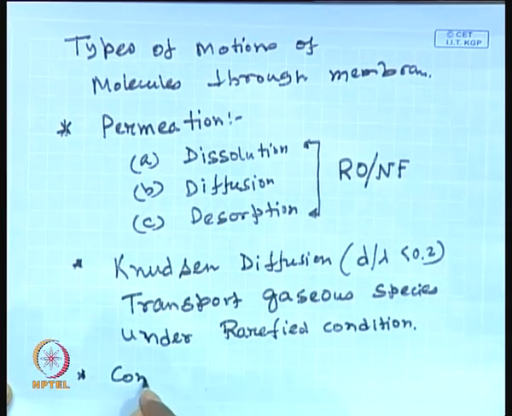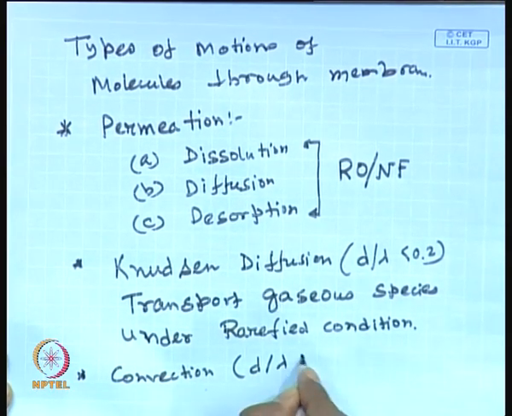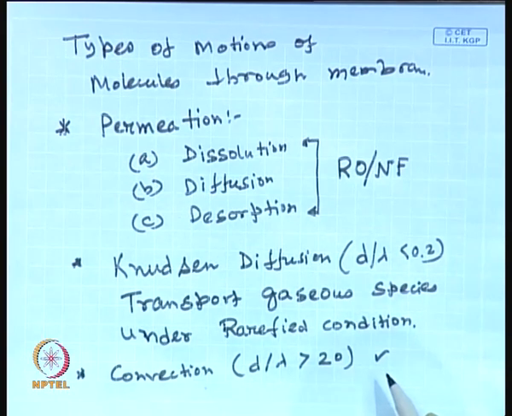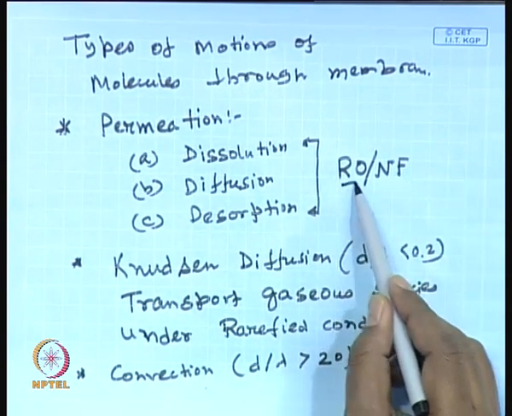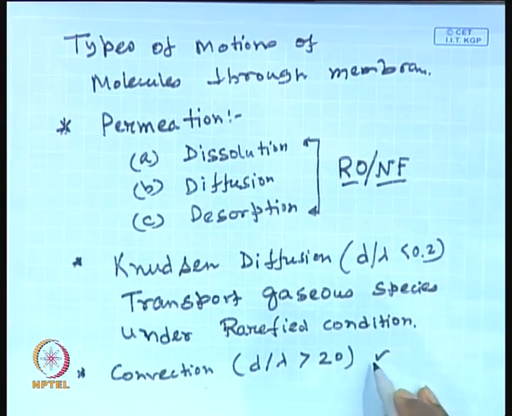Third one is convection. If d by lambda is greater than 20, then pure convection will be taking place under the pressure gradient. Okay. So, these are three typical different mechanisms that you will come across in various membrane based processes. Permeation is the typical transport mechanism for reverse osmosis and nano filtration. For ultrafiltration, both diffusion and convection will be more or less predominant.